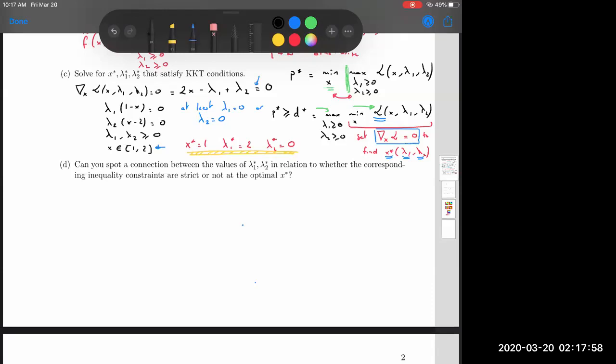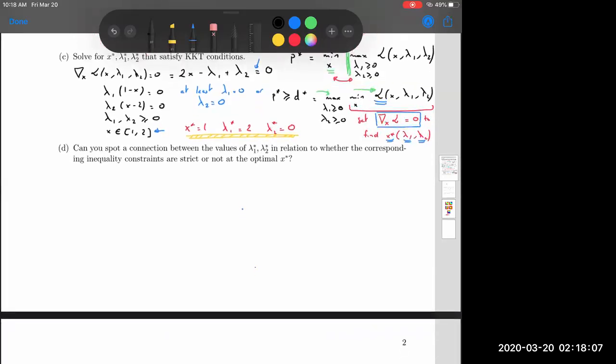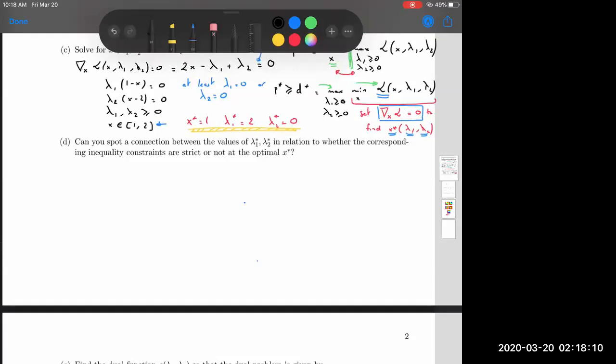So question D is just asking you about complementary slackness. So you just have lambda 1 star equal to 0 if x star is equal to 1, or lambda 2 star is equal to 0. Sorry. So if lambda 1 star is equal to 0, then x star is equal to 2. And if lambda 2 star is equal to 0, then x star is equal to 1.